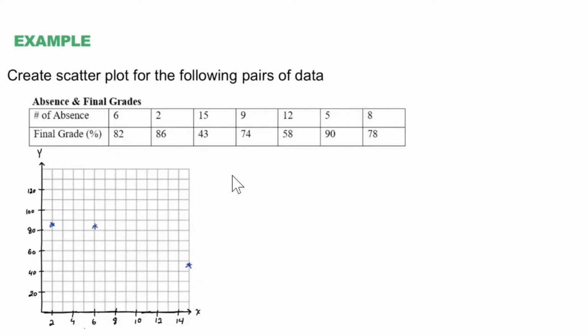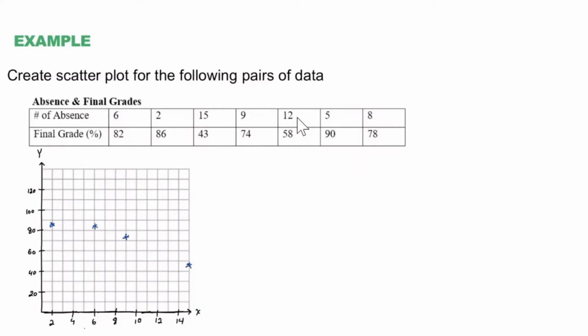15 and 43. Now 9 and 74. 9 is this one and 74. So this line in the middle is 70 and then 4. This is your 9. Look at that. And then this is 70, a little bit above that. So that is 9 and 74. Make sure you check the points, whether I'm doing it right or not.